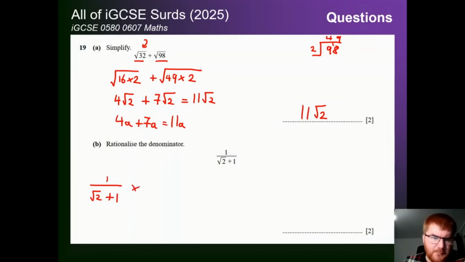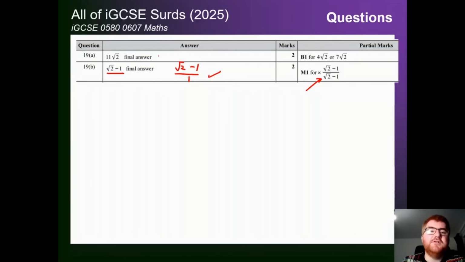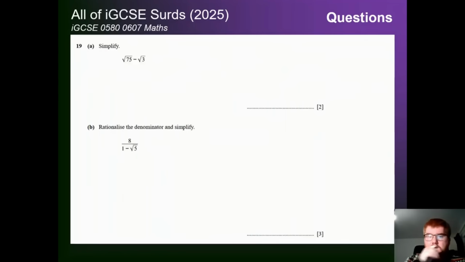You get a method mark for knowing about conjugates, and then 1 for the answer. If you put root 2 minus 1 over 1, that would probably get the 2 marks as well. And notice 11 root 2 for 19a. On to our second question here. Almost identical, but this time we have a negative instead. Still approach it in exactly the same way.